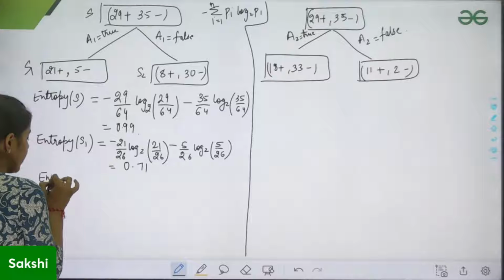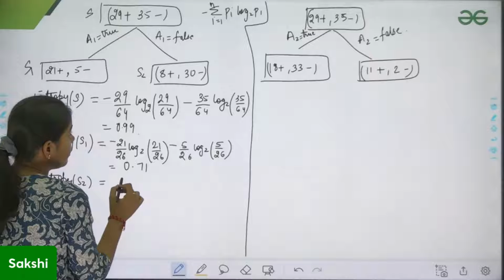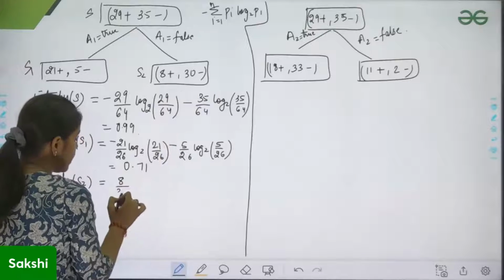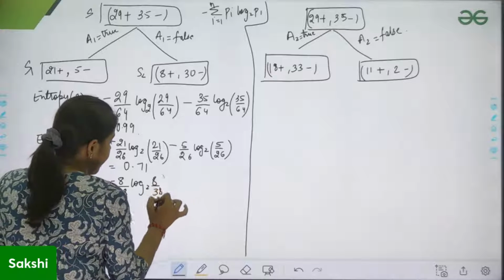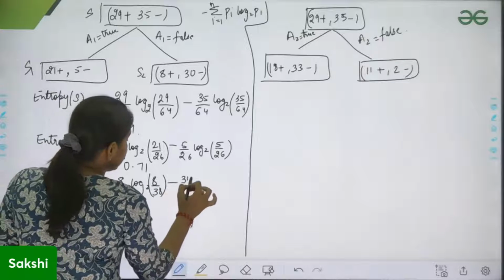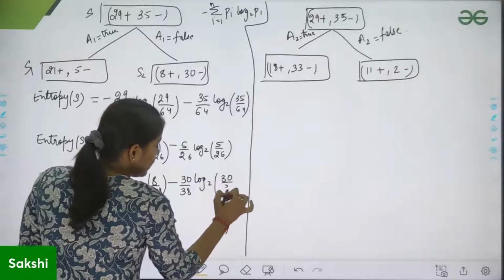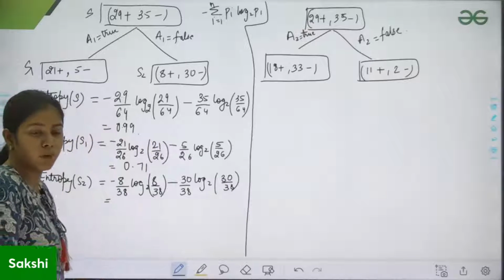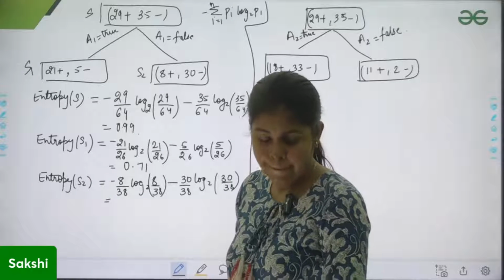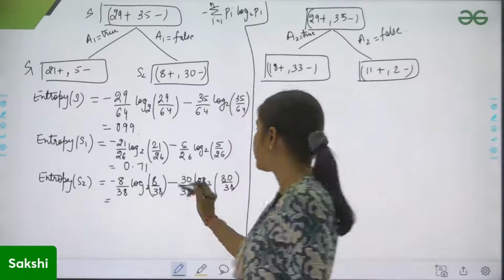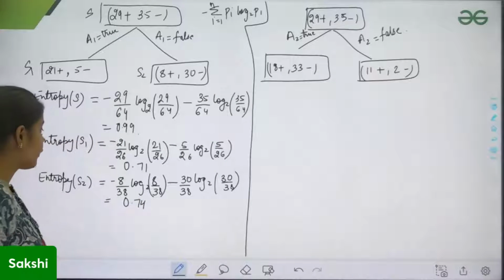Now you have to find out the entropy of S2 for this set. So it would become 8 by 38, because in total these are 38. So minus 8 by 38 log to the base 2 of 8 by 38, minus 30 by 38 log to the base 2 of 30 by 38, right? This would be the entropy of S2. So on solving, what would be the value here? Just solve it and let me know. What would be the entropy value here? If I solve it, I get the value 0.74. Right, 0.74 is the entropy.